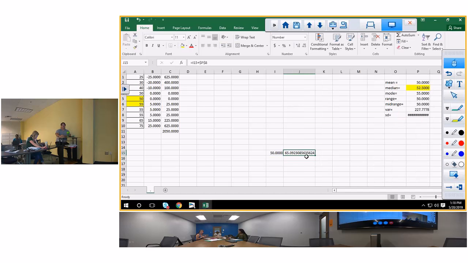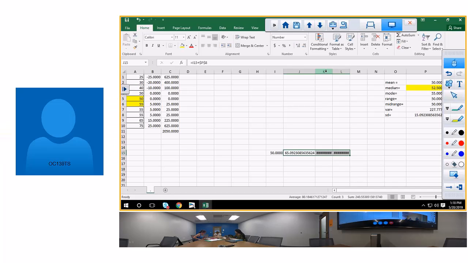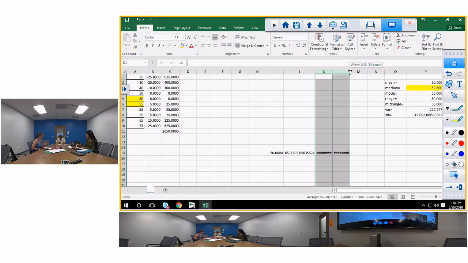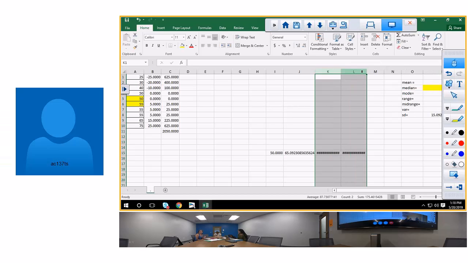Okay, I don't know what's going on with that standard deviation, but it's going crazy. I don't know why it's jumping to 10 digits all of a sudden. Y'all know what it is. There you go. At least y'all are learning.